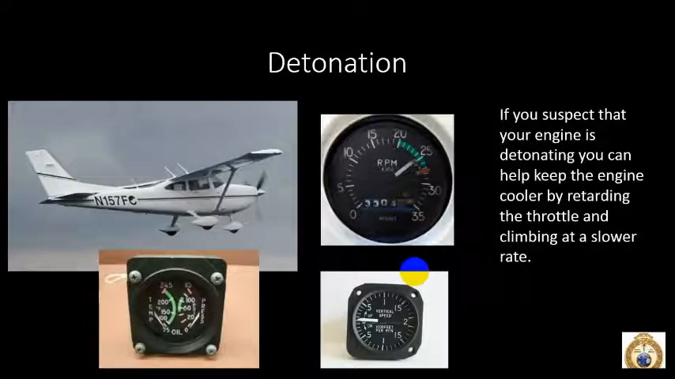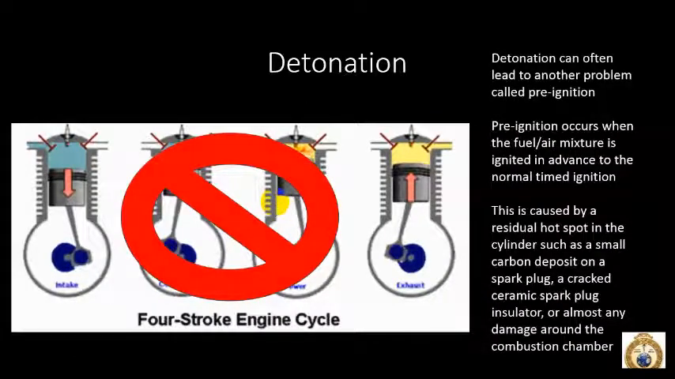Detonation again. If you suspect that your engine is detonating, you can help keep the engine cooler by retarding the throttle and climbing at a slower rate. But you're going to see some temperature indications, probably going up into the red. So with the vertical speed indicator, which we'll discuss later, you want to maybe fly level. You might want to reduce your power a little bit, and you might want to get that nose from out of there to down here, which a climbing attitude would be where the nose points up this way. But this airplane is in a pretty level flight attitude and is allowing more airflow to come into the engine to keep that temperature cool.